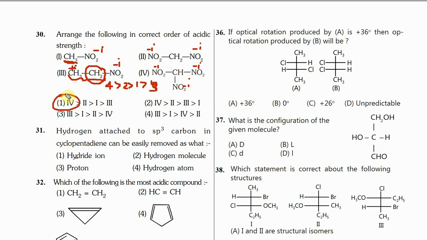Right, let's go to the next one. Hydrogen attached to an sp3 carbon, and cyclopentadiene. Cyclopentadiene, this is the sp3 carbon, because these are sp2, sp2, sp2, sp2. Okay, the hydrogen attached can be easily removed as what? Here I need a minus charge, so it has to go as a proton. Okay, it has to go as H plus.